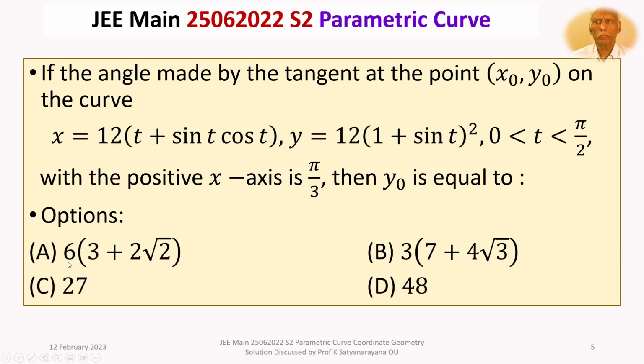Option A, 6(3 + 2√2). Option B, 3(7 + 4√3). Option C, 27. Option D, 48.